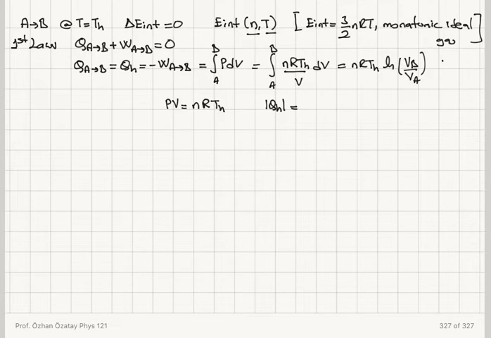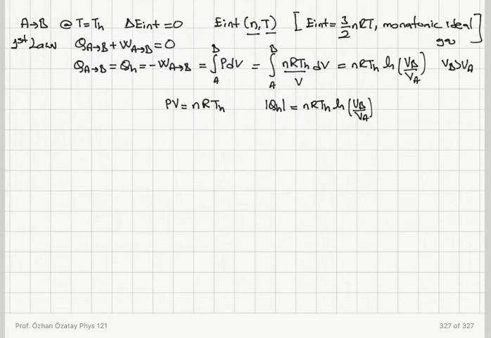VB is greater than VA. Remember, this is an isothermal expansion process. It is equal to nRTH natural logarithm VB over VA.